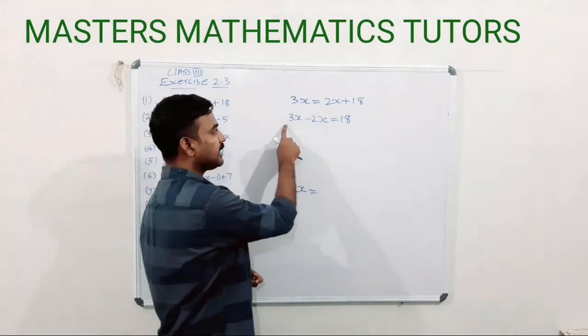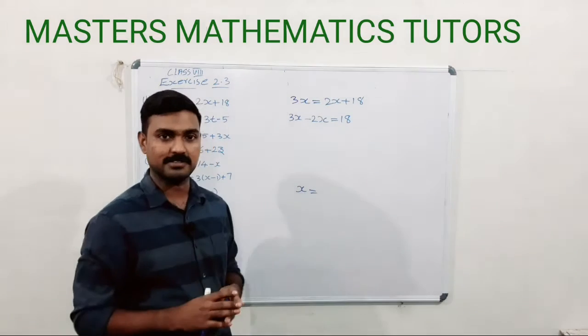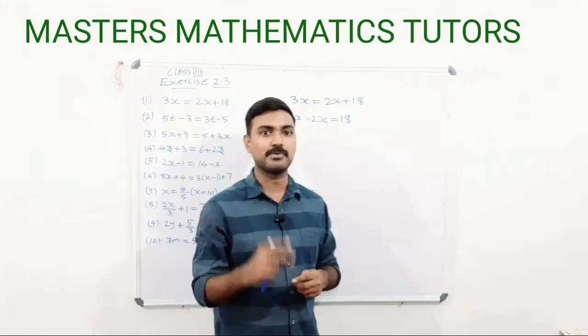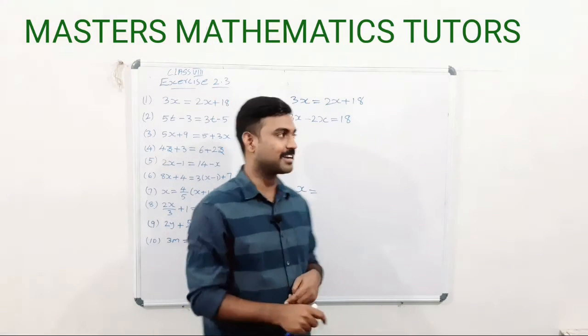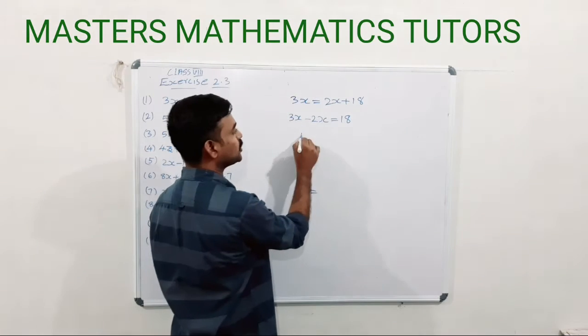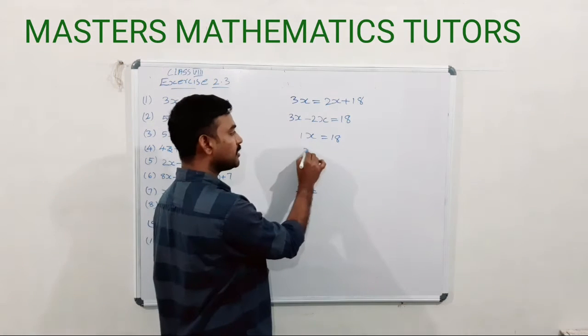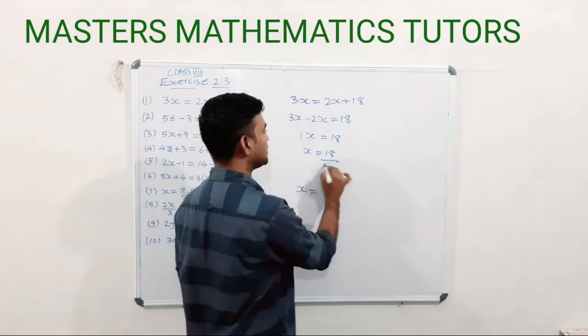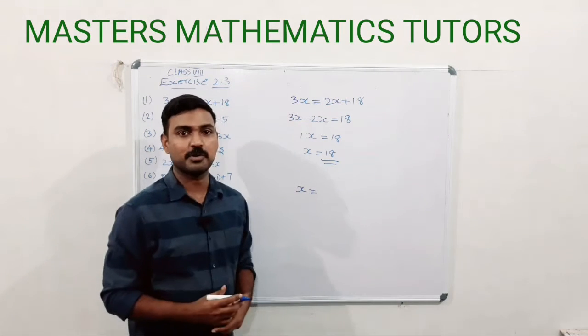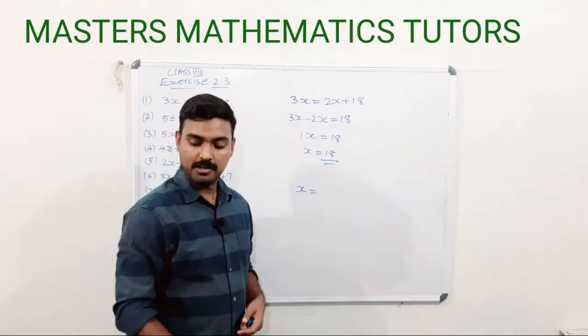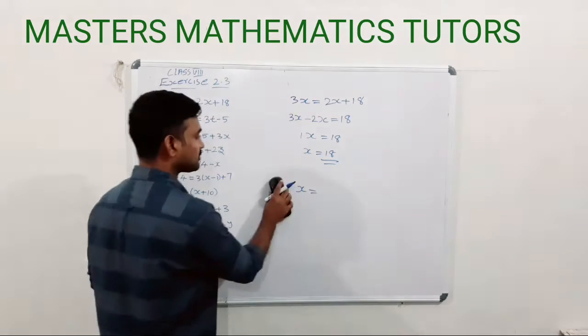Now we know that 3x minus 2x: 3 apples minus 2 apples equals 1 apple. Similarly, 3x minus 2x is equal to 1x which is equal to 18. 1x means x. So x is equal to 18. 1 into x is x. So we got the solution of the first equation. Now we can go to the second question.